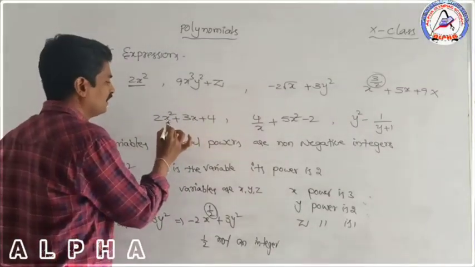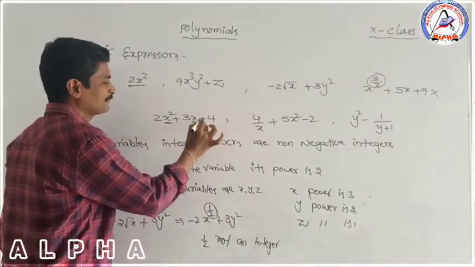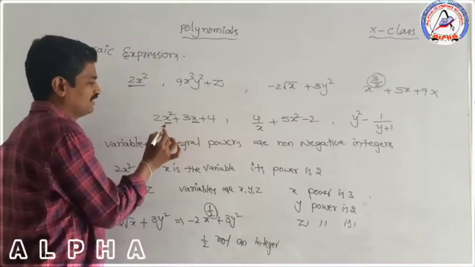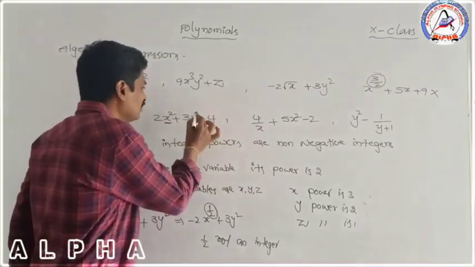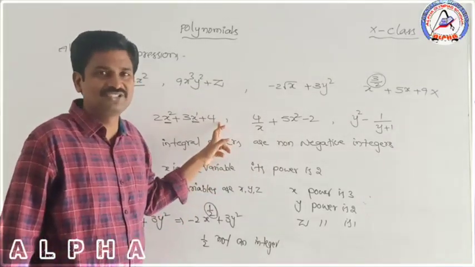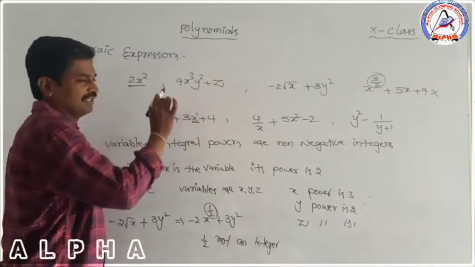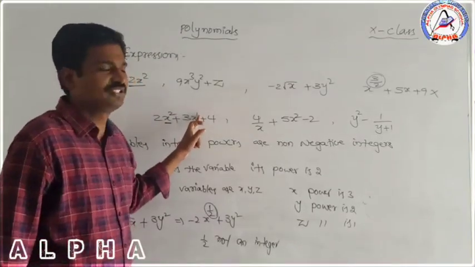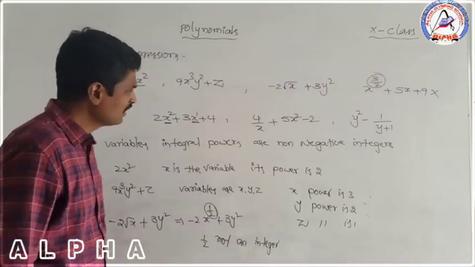Here, 2x square plus 3x plus 4. Which variable is involved in this expression? Only x. The first term's x power is 2, and the second term's x power is 1. And here there is no variable. Now the variables' integral powers are 2 and 1. 2 is a non-negative integer, and 1 is also a non-negative integer. So this expression is a polynomial.